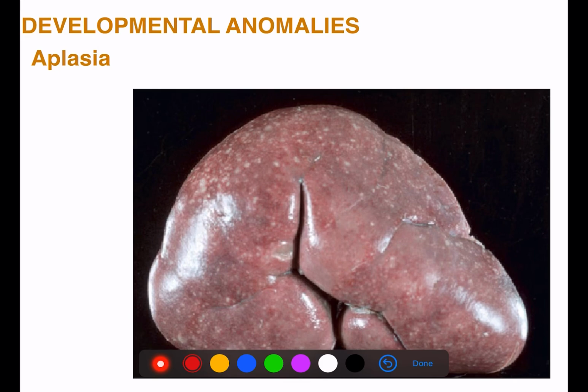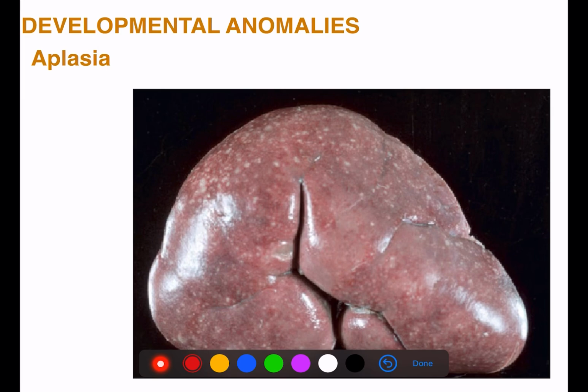Aplasia means agenesis. Also, we have hypoplasia. Hypoplasia also occurs within the kidney. Hypoplasia usually occurs due to a genetic defect, an autosomal recessive gene, leading to a small-size kidney, and also a non-functional kidney.